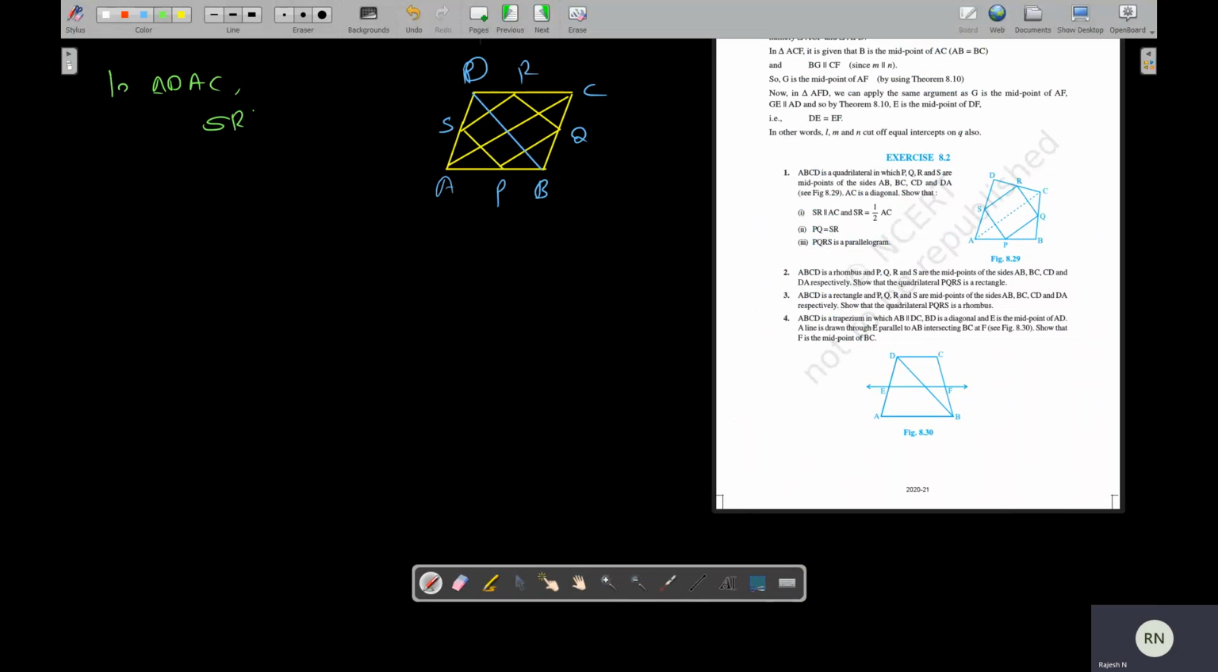Therefore, what you can say? SR parallel AC and SR is equal to half AC. Same as previous problem. And the next one is what?